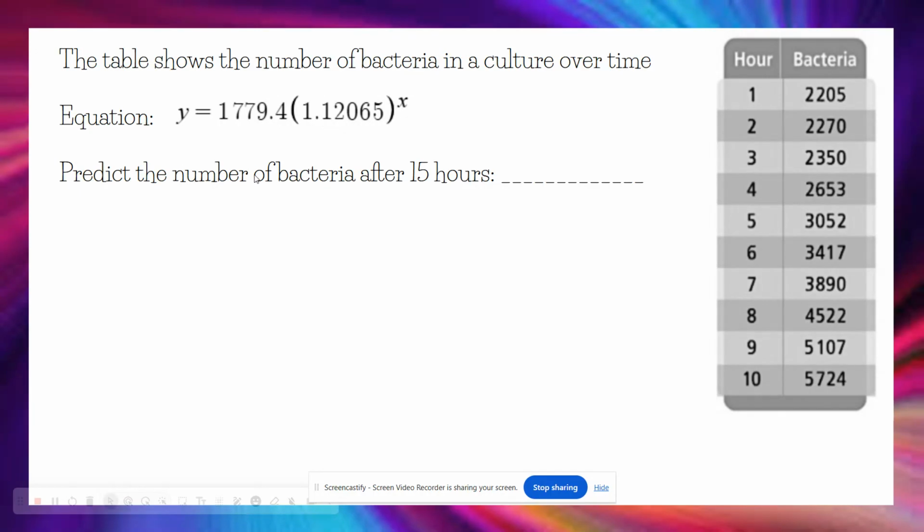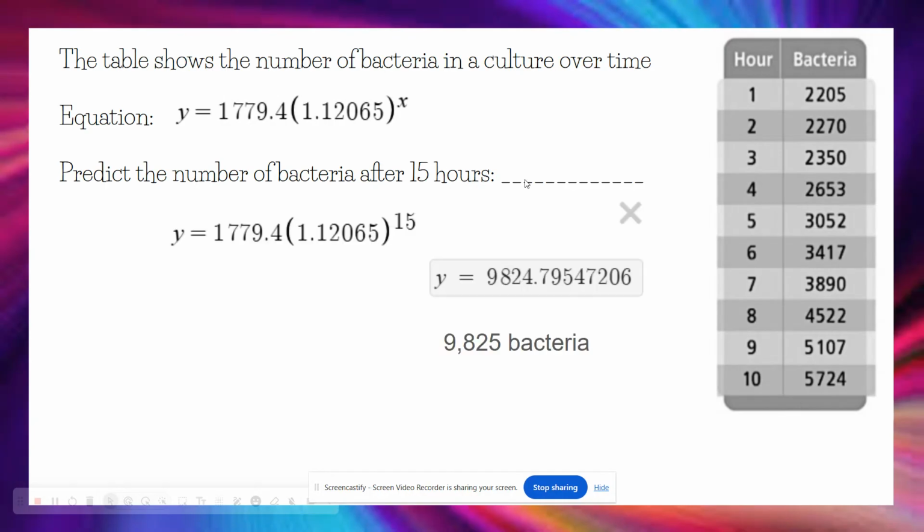Next part asks us to predict the number of bacteria after 15 hours. So we're going to substitute our x value for 15. When we put that in, we will get our value as a long decimal, and we're going to go ahead and round that to the nearest bacteria. So our bacteria is 9,825 because the 7 rounds the 4 up to a whole number.